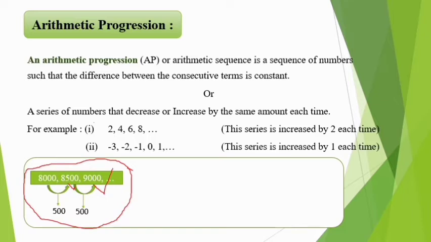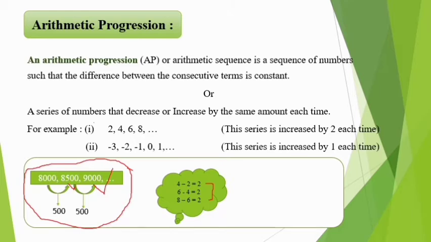Okay. Now we take some more examples. Example first: we have a series 2, 4, 6, 8 and so on. In this series, the difference between two consecutive terms 2, 4, 4, 6 and 6, 8 is constant. We will find the difference by subtracting the first term from the second term. So 4 minus 2 is 2, 6 minus 4 is 2 and 8 minus 6 is 2. So in this way we get a constant difference.